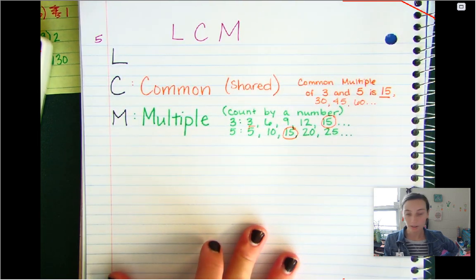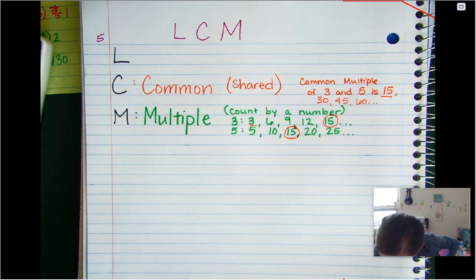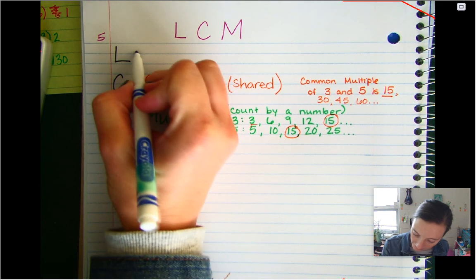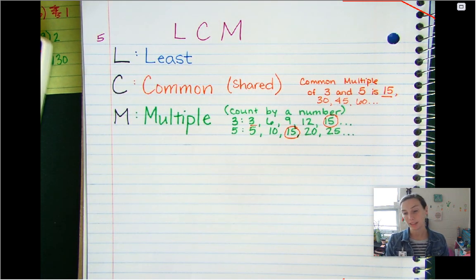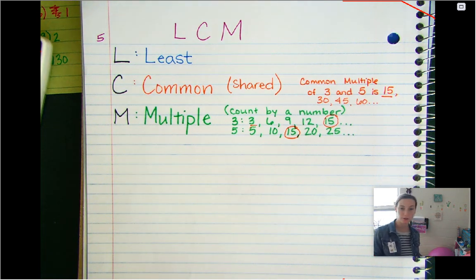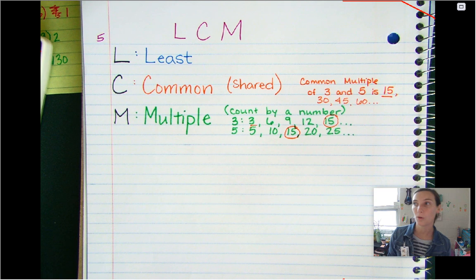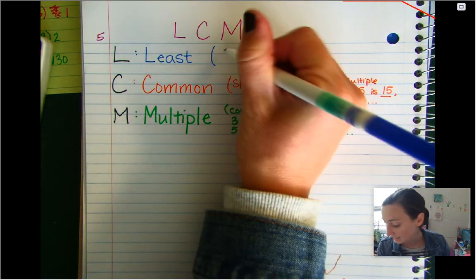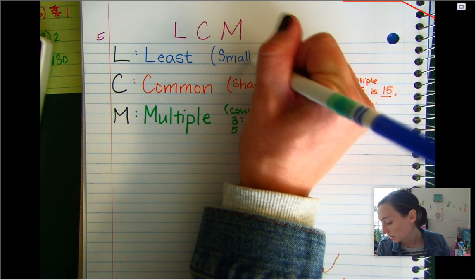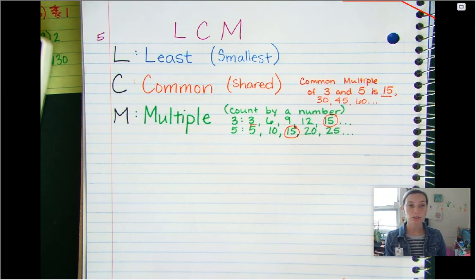And this is where our last word is important, and that word is least. And least can mean a lot of things, like if something is your least favorite food, it means you don't really like it. Or if something is the least prevalent disease, it means most people don't have it. But like yesterday, how greatest meant biggest, least in this case means smallest. So the smallest or the lowest of the common multiples.